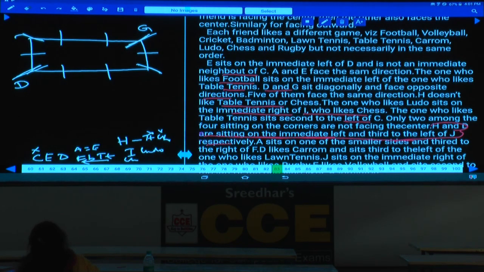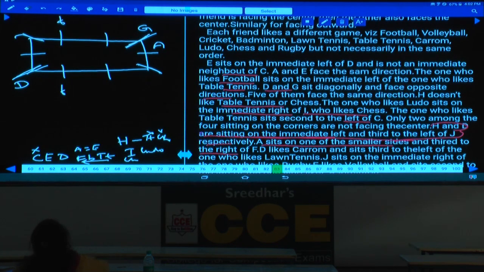And A sits on one of the smaller sides. Now this is the definite information. As A sits at one of the smaller sides, can we fix A at this place? A sits at one of the smaller sides and third to the right of F. As A is seated third to the right of F, 1, 2, 3, F can be either here or here. There are two possibilities.